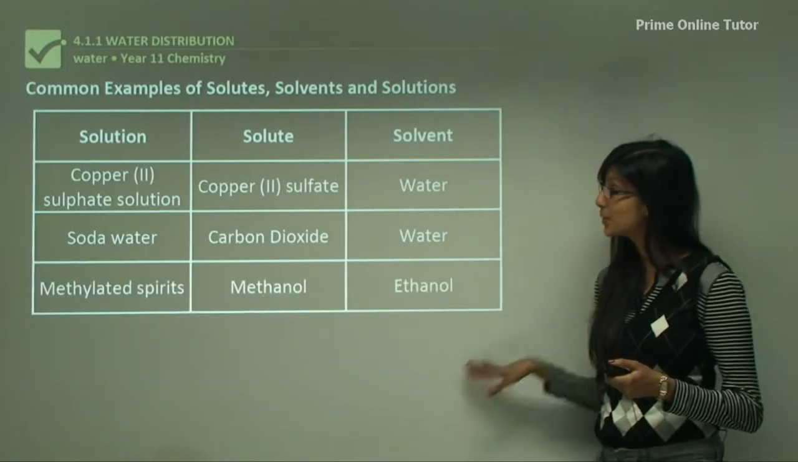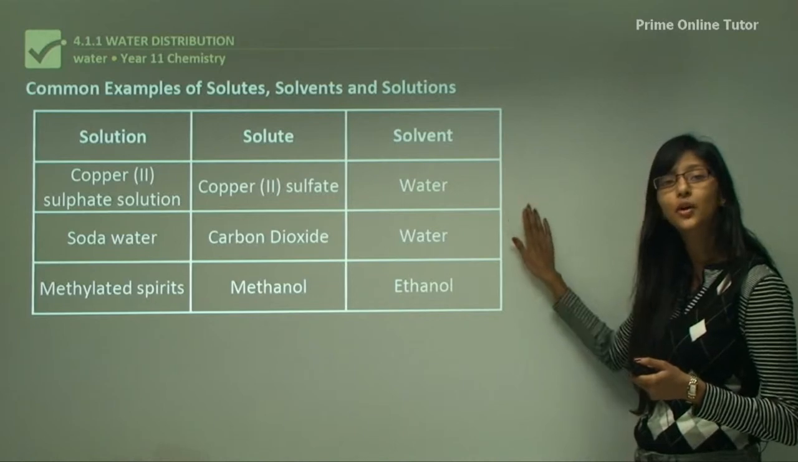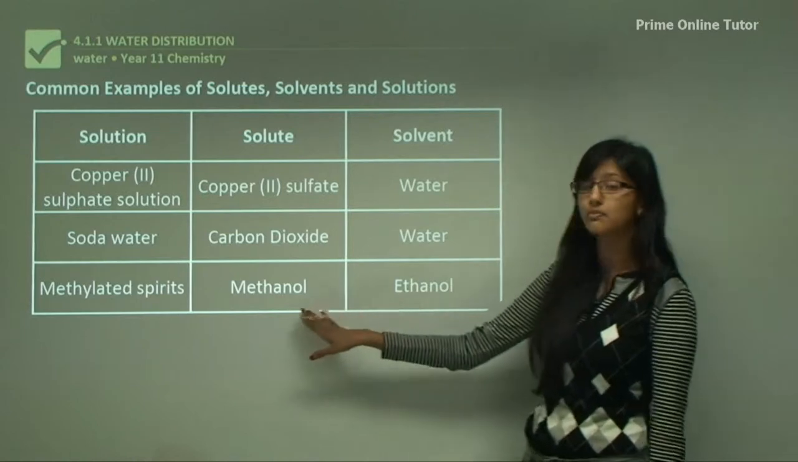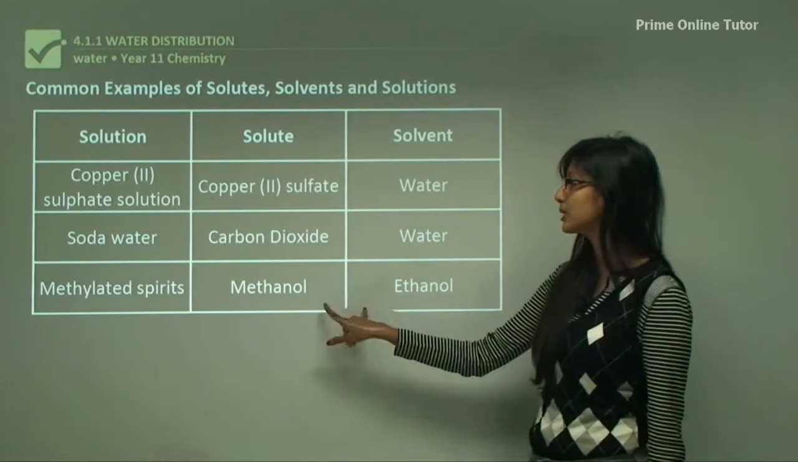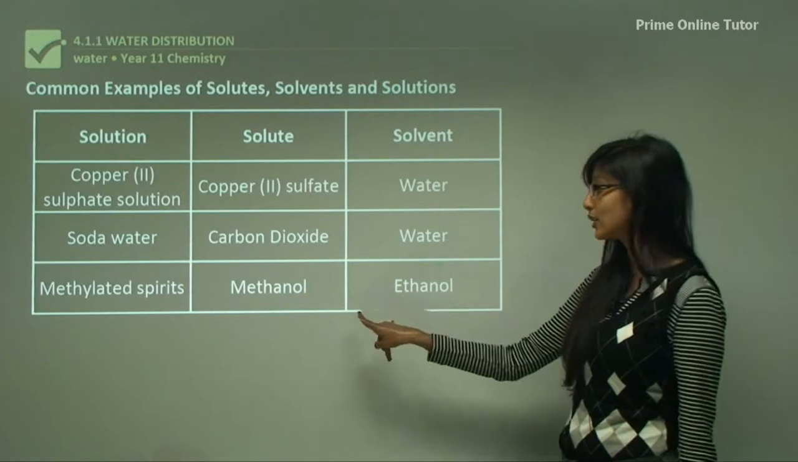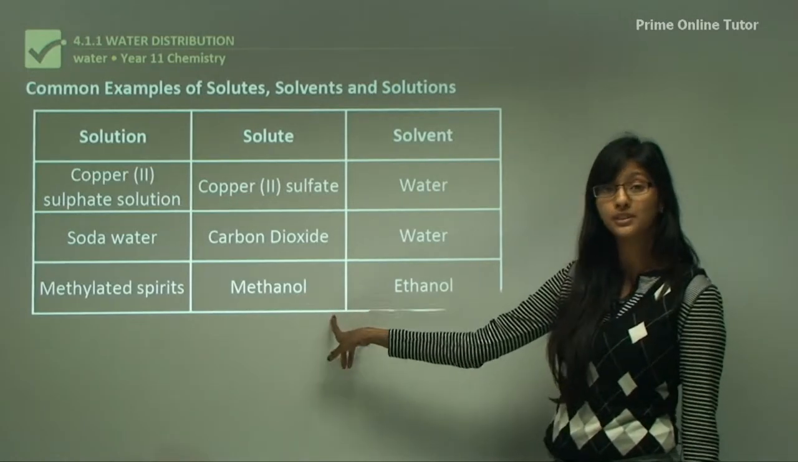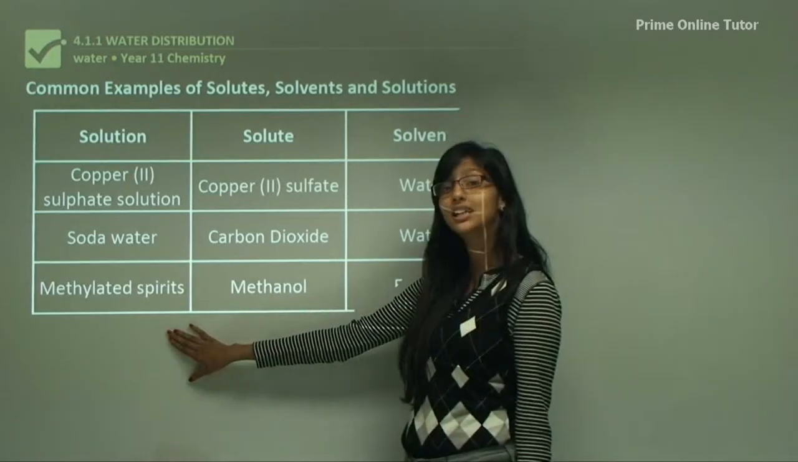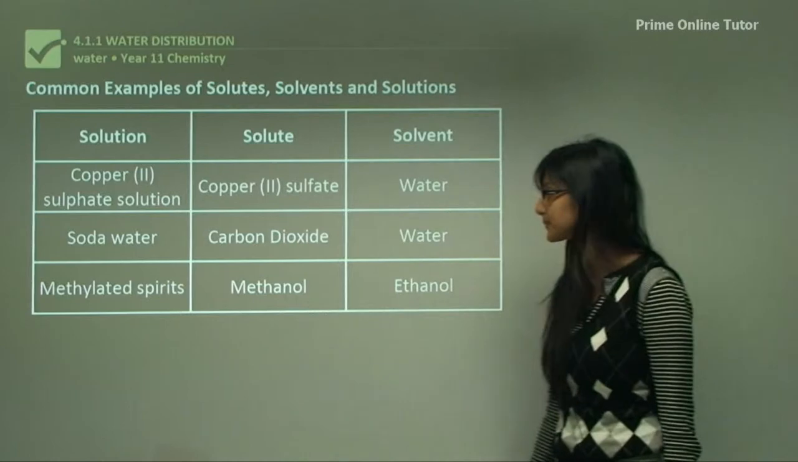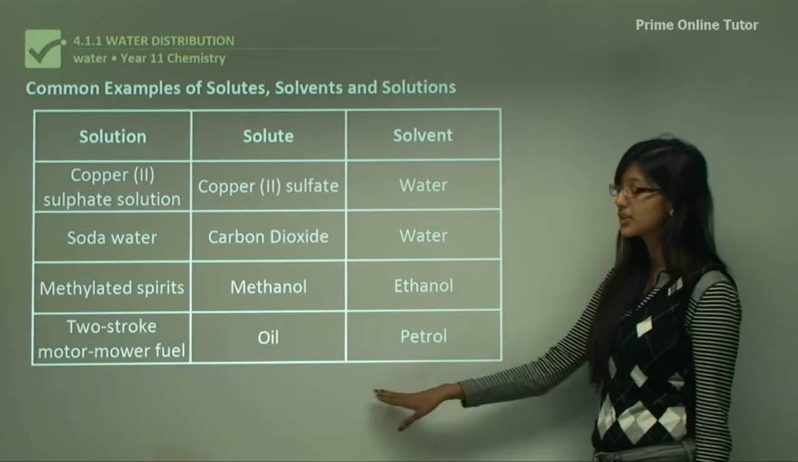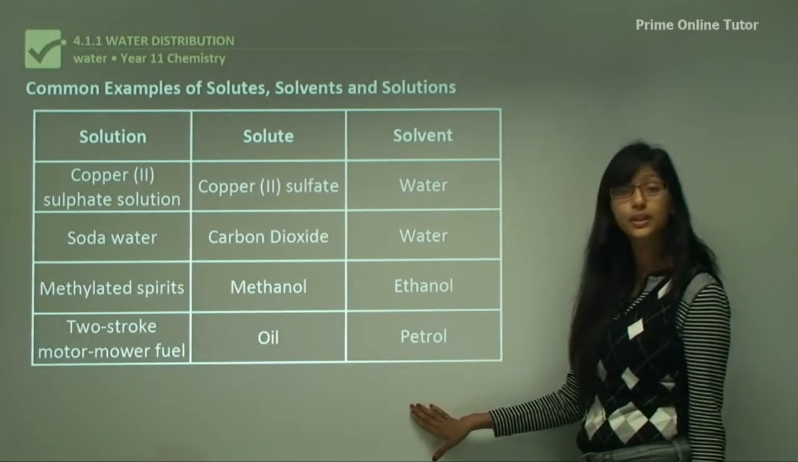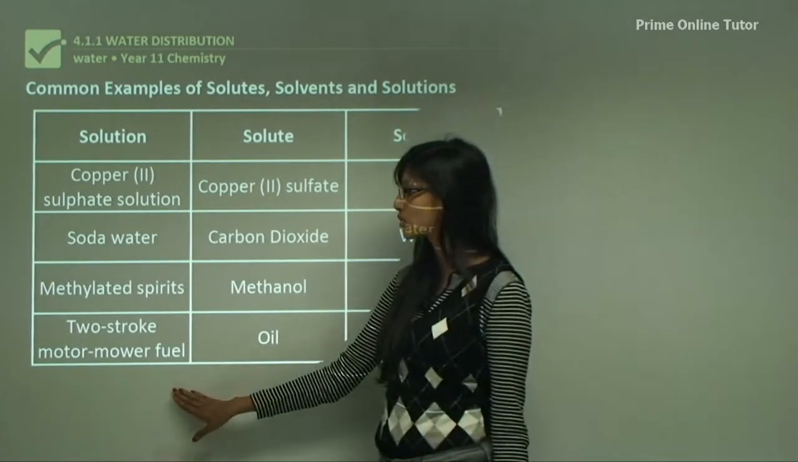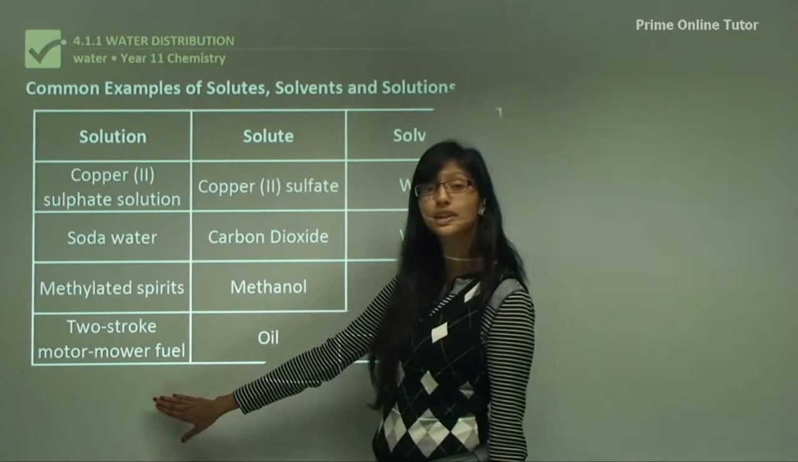What about ethanol? Now you can see that water is not the only solvent we can have. Ethanol can also act as our solvent, and it can dissolve methanol, for example. When you mix methanol and ethanol together, and note that both are present in liquid form, both are alcohols, you can get methylated spirits as your solution. And again, petrol and oil are both liquid substances, and if you mix them together, it will be two-stroke motor fuel. So this will be your solution.